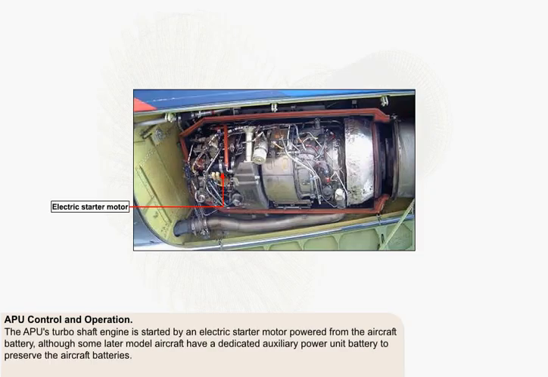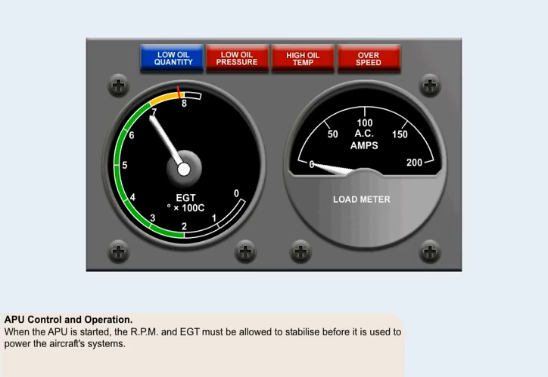The auxiliary power unit's turboshaft engine is started by an electric starter motor powered from the aircraft battery, although some later model aircraft have a dedicated auxiliary power unit battery to preserve the aircraft batteries. When the auxiliary power unit is started, the RPM and EGT must be allowed to stabilize before it's used to power the aircraft systems. It is possible on older aircraft to see the RPM and EGT gauges. On more modern aircraft where gauges are not available, it may be possible to hear the APU RPM stabilize. The stabilization of the EGT should follow that very closely.